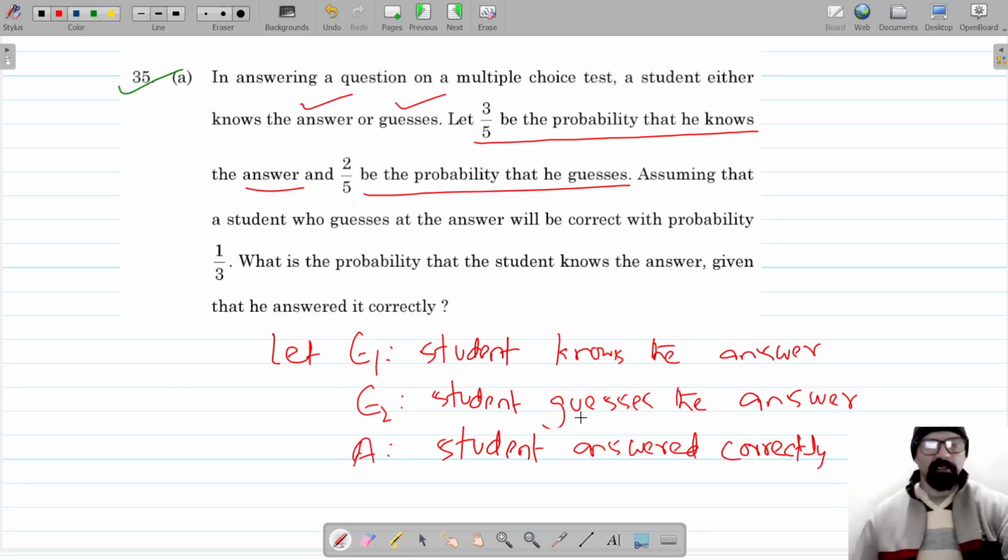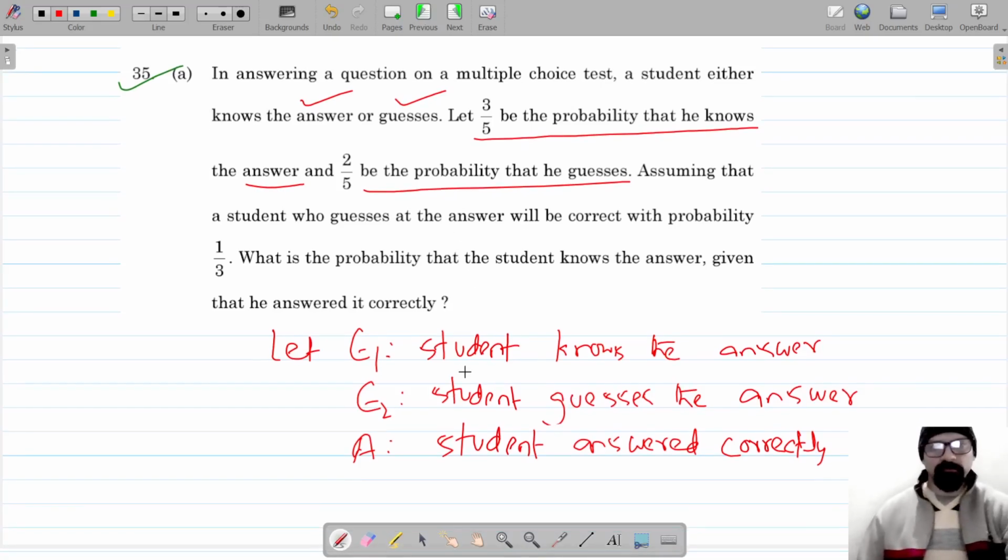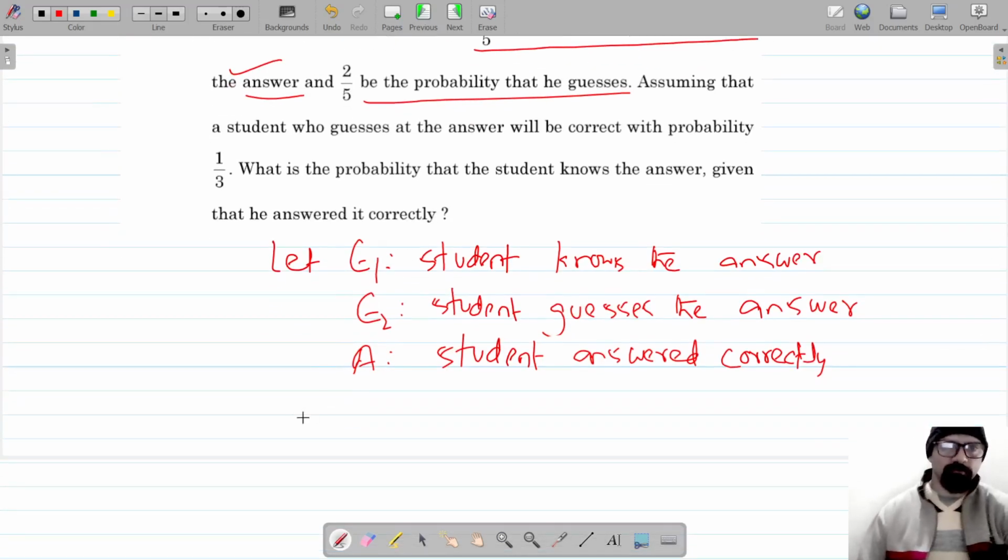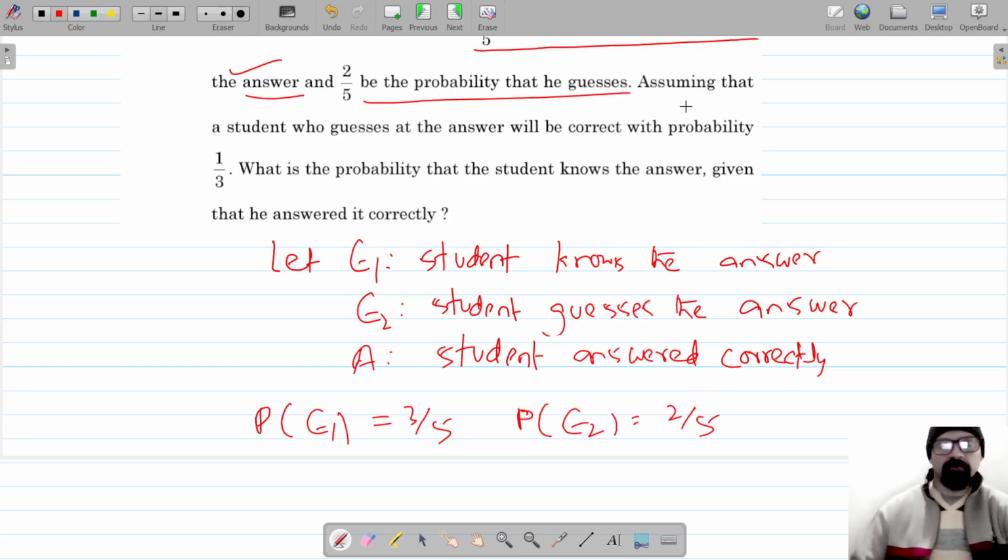Okay, अब हम लिख लेते हैं probability. So 3/5 is the probability that he knows the answer, so probability of E1 जो है वो है 3/5, और जब वो guess करता है 2/5 is the probability that he guesses. Guess करने की probability है 2/5.